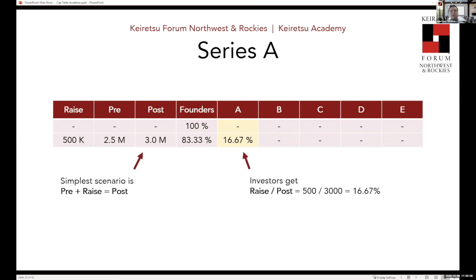And of course, as hopefully everybody knows, to calculate your percent ownership in the current round, you simply divide what you put in by the post-money valuation. In this case, we see that gives our A investors who put in $500,000 on a $3 million post, 16% of the company. And of course, then founders get 100% of what's left, or 83%.